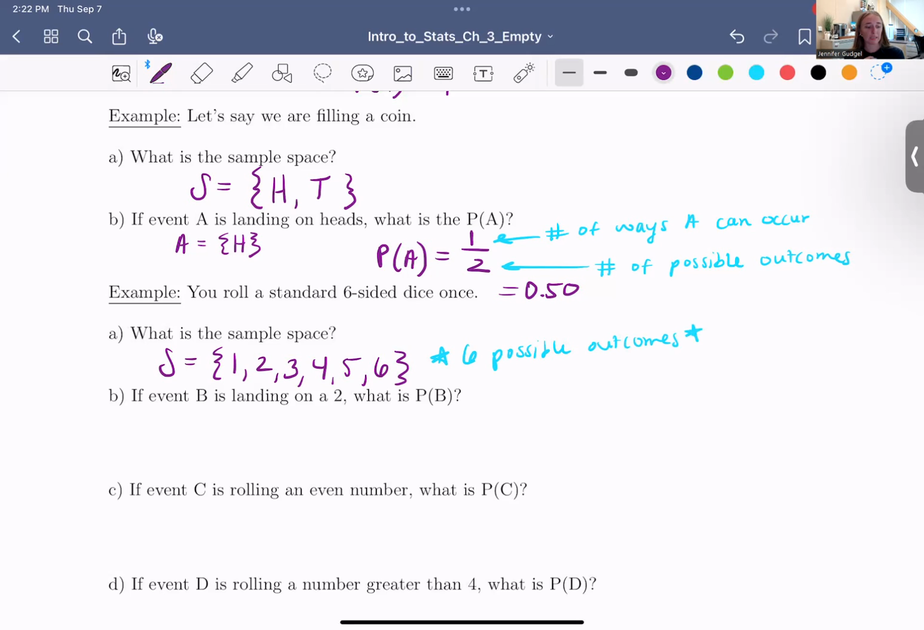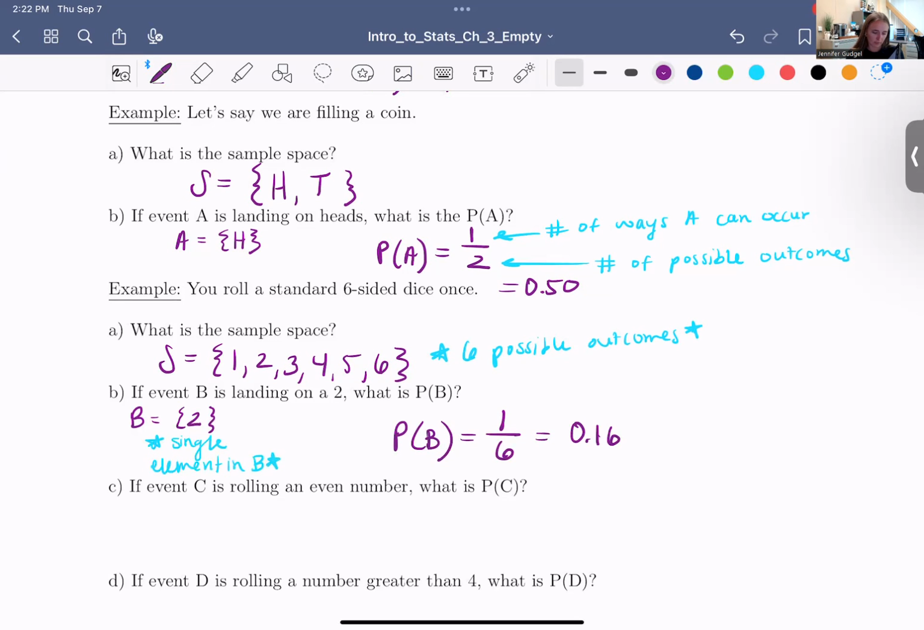If event B is landing on a 2, what's the probability of B? Right, well, event B is only landing on a 2. There's a single element in B. There's only one way that event B can happen, meaning that the probability of event B, or the probability that we land on a 2, is 1 out of 6. If you put that into a calculator and round to 4 decimals, you're going to get 0.1667. 4 decimals is just kind of usually safe if you're writing a probability as a decimal value or anything as a decimal value.